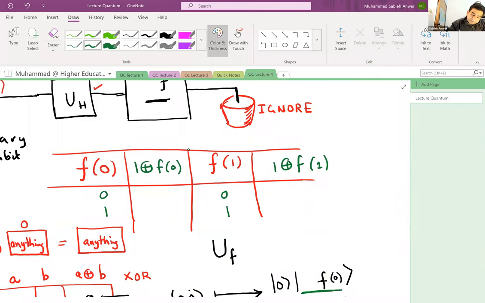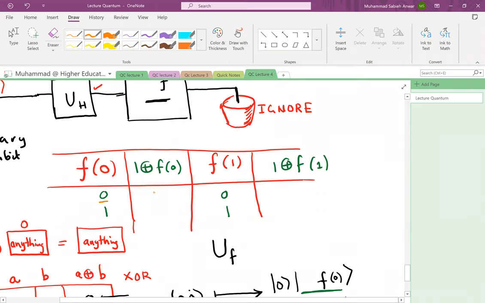So let me just complete this truth table. Can you help me complete this truth table, please? So what should I write over here? If my f(0) is 0, what is 1 exclusive OR with f(0)? I think you should write 1. 1. What should I write here? 0, because 1 exclusive OR 1 is 0. So here? 1. It will be 1. And here I should write 0. Okay.